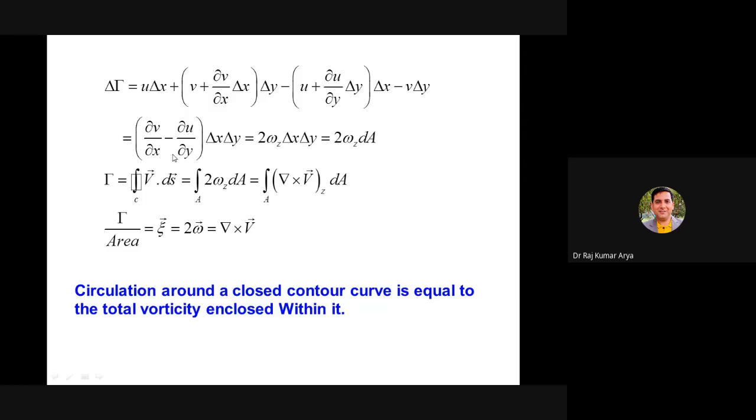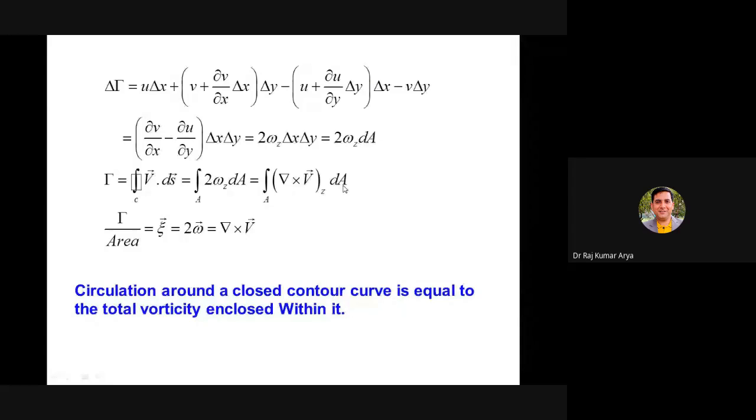So finally you got the expression of the circulation, that means the closed line integral of v dot ds is equal to, from this derivation, 2 omega z into dA, where omega is angular velocity. You can write it in terms of cross product, del cross v. Del cross v practically is vorticity. So vorticity is two times the angular velocity. Here it was omega, so you already have the factor of two here. So this becomes vorticity, del cross v, into dA.